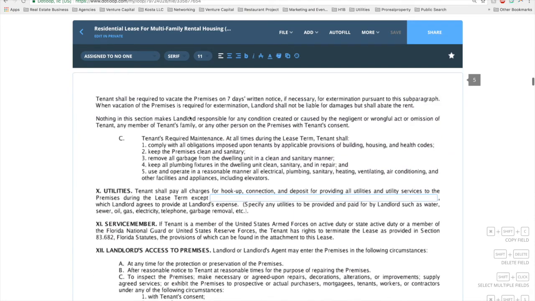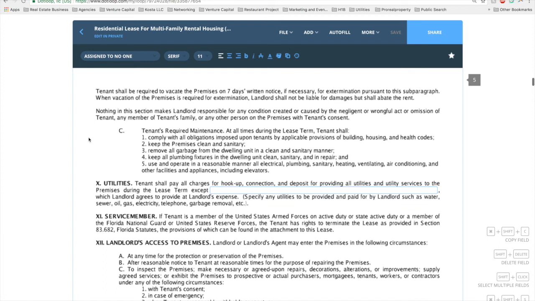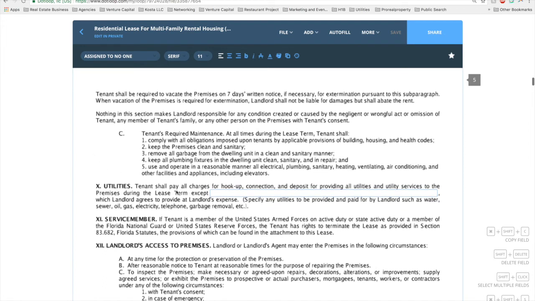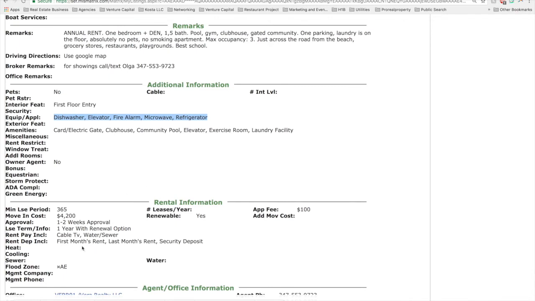So next page, page 5. Please read this part on your own. Number 10, utilities. Tenant shall pay all charges for hookup, connection, and deposit for providing all utilities and utility services to the premises during the lease term, except. So here we need to state which utilities will be paid by landlord. Tenant shall pay all charges, for example, electricity. In our case, as you remember in the listing, we stated that water and sewer and cable are included in the lease.